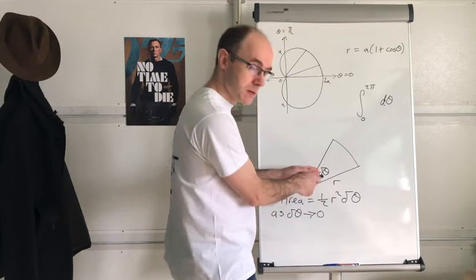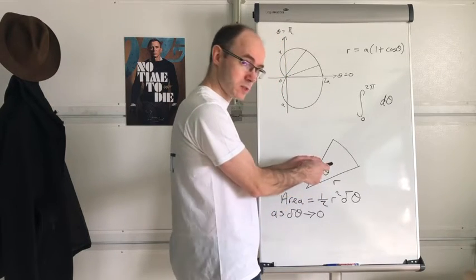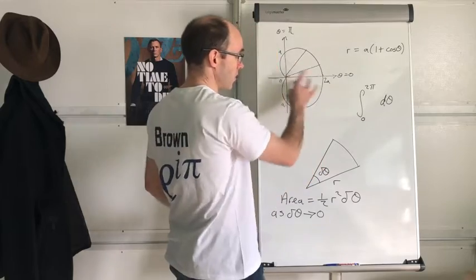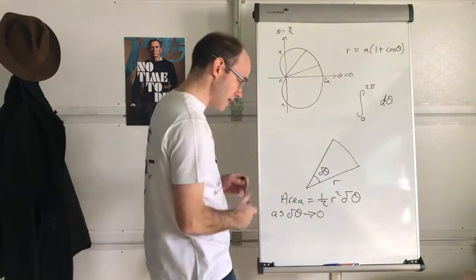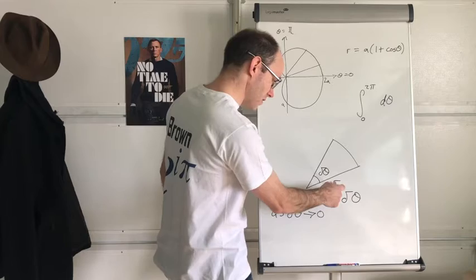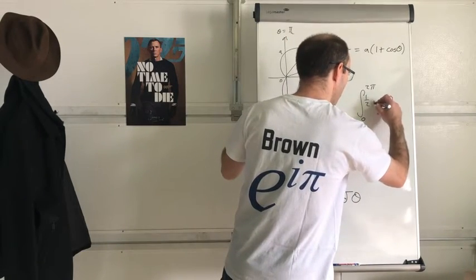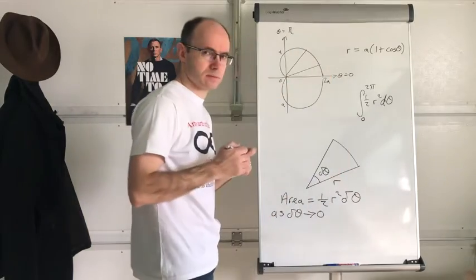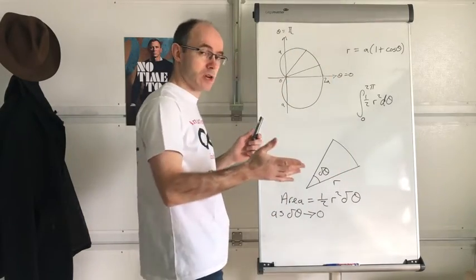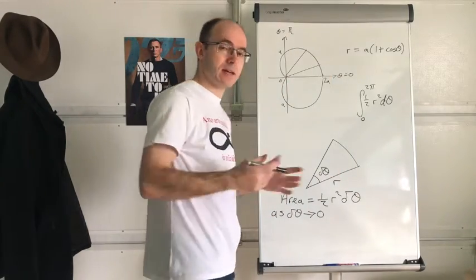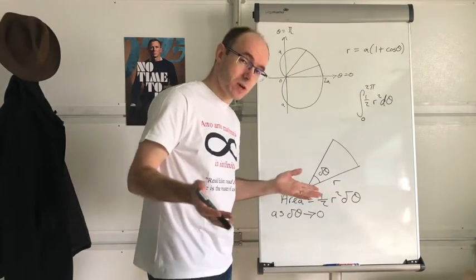As delta theta becomes infinitely small, tends towards 0, all of this gets filled up completely, and this becomes 1/2 r squared d theta. So our formula is 1/2 r squared d theta. That's your general formula for the area in polar coordinates, which is kind of nice.